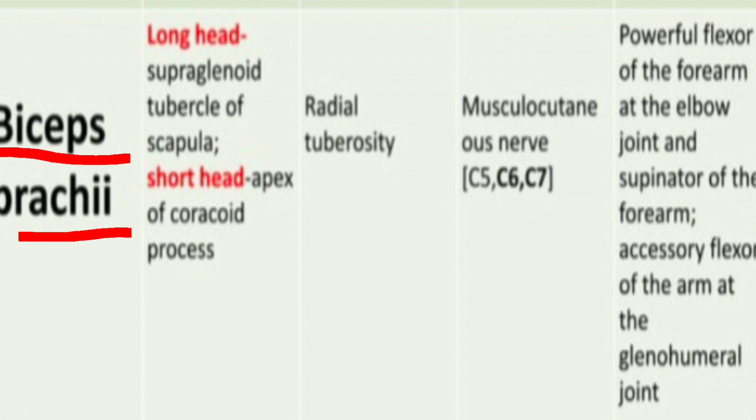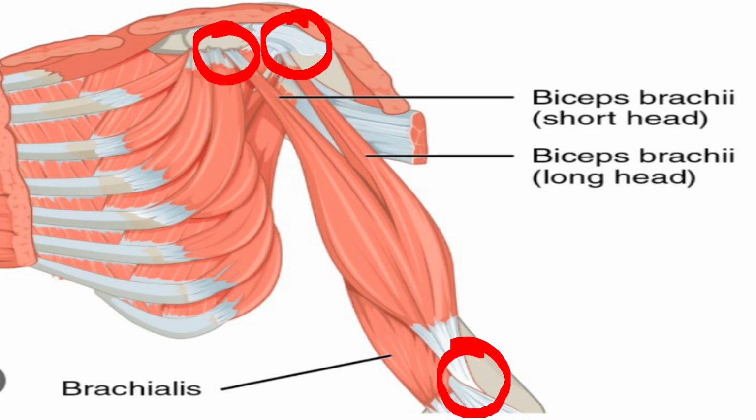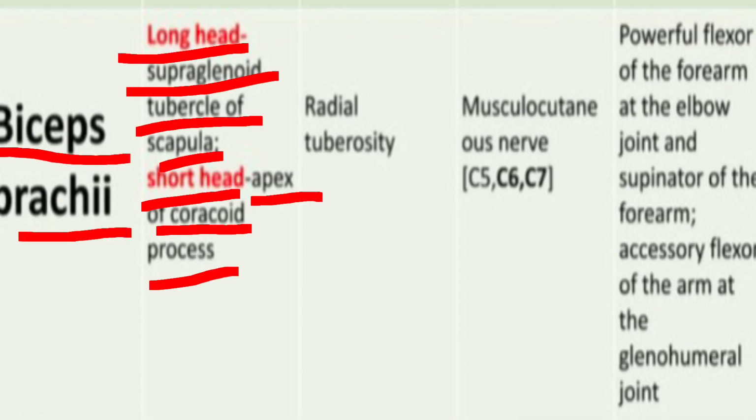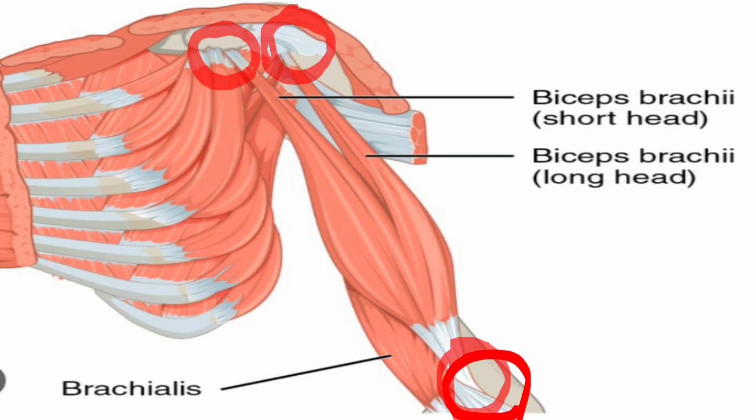Origin of biceps brachii. It has two heads, long head and short head. Long head arises from the supraglenoid tubercle of the scapula and short head arises from the apex of the coracoid process. You can see in the diagram, long head arises from the supraglenoid tubercle and short head arises from the tip of the coracoid process. It is inserted into the radial tuberosity of the radius. You can see here, it gets inserted into the radial tuberosity.